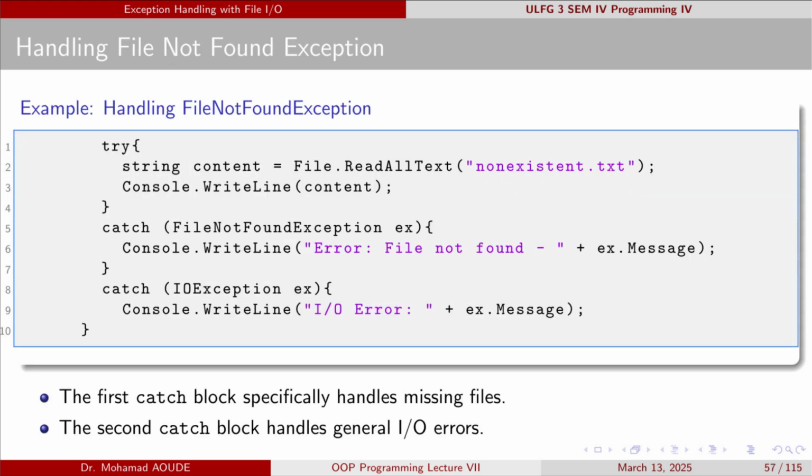In this example, we try to read a non-existent file. The first catch block handles FileNotFoundException, printing a clear message. The second block catches general IOException, covering other file-related errors. This layered approach ensures that we respond precisely, but still have a fallback.